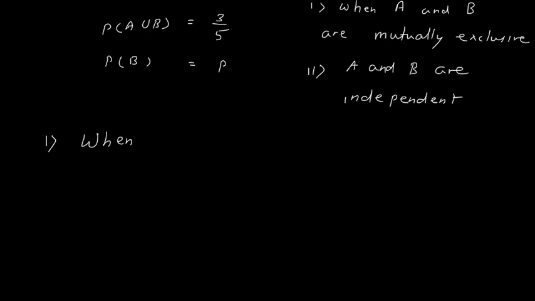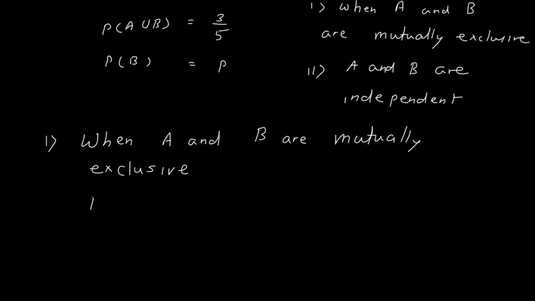When A and B are mutually exclusive, then nothing is common between A and B. So P of A intersection B is equal to 0. So when nothing is common, then P of A intersection B is 0.